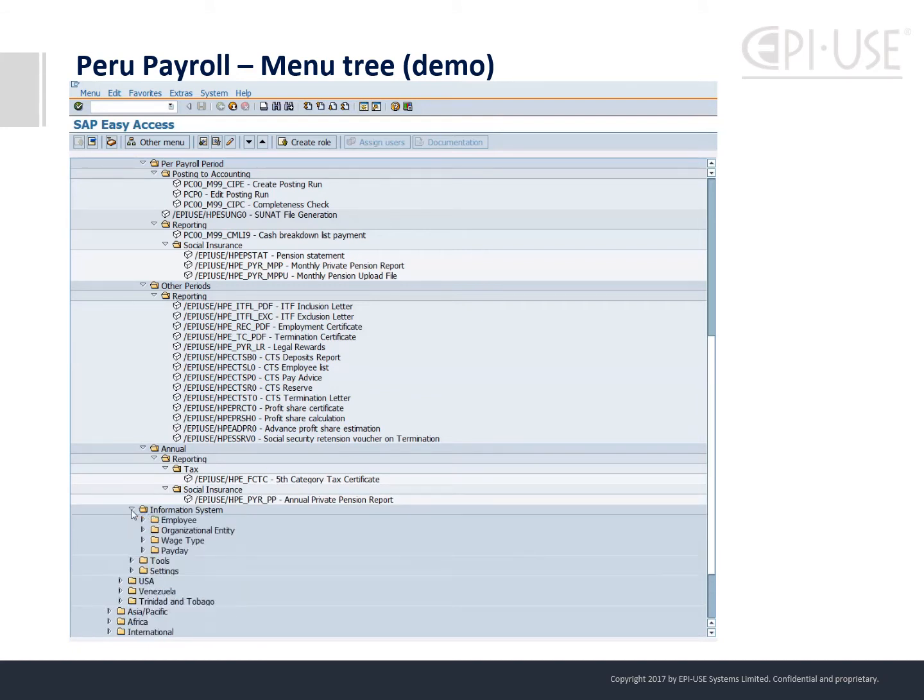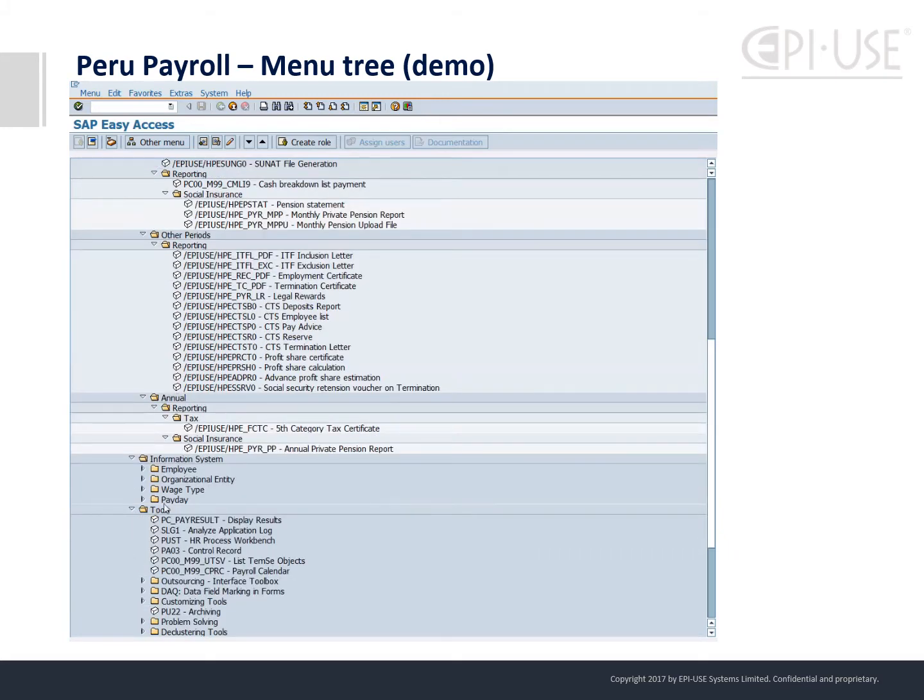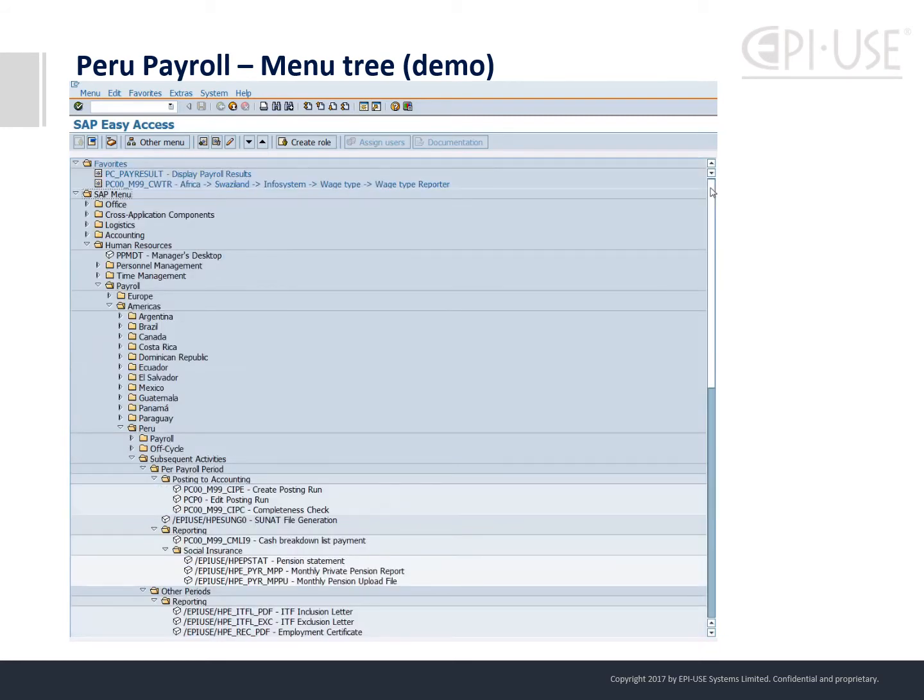And then if we move down, this is pretty much SAP standard: tools, information systems. So all of this, just to emphasize again, you will find under the Peru option in the menu tree.